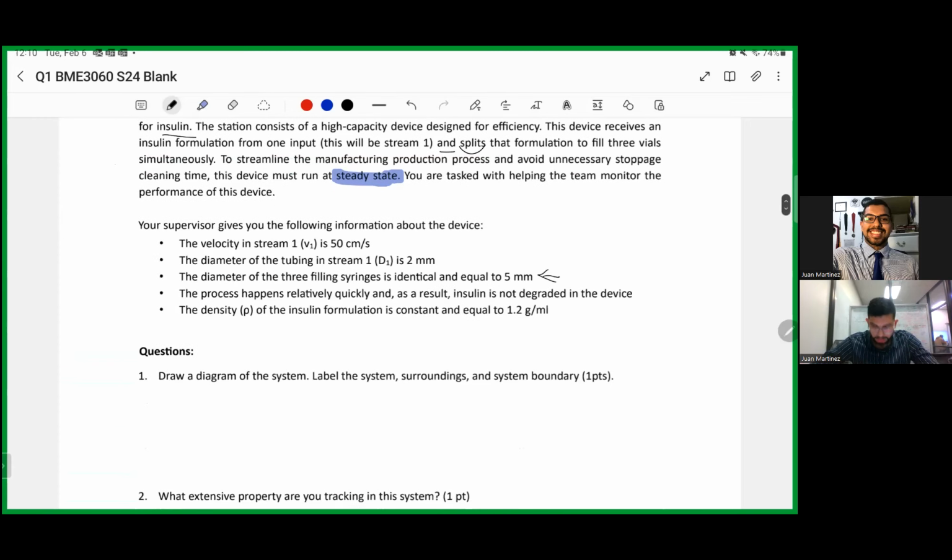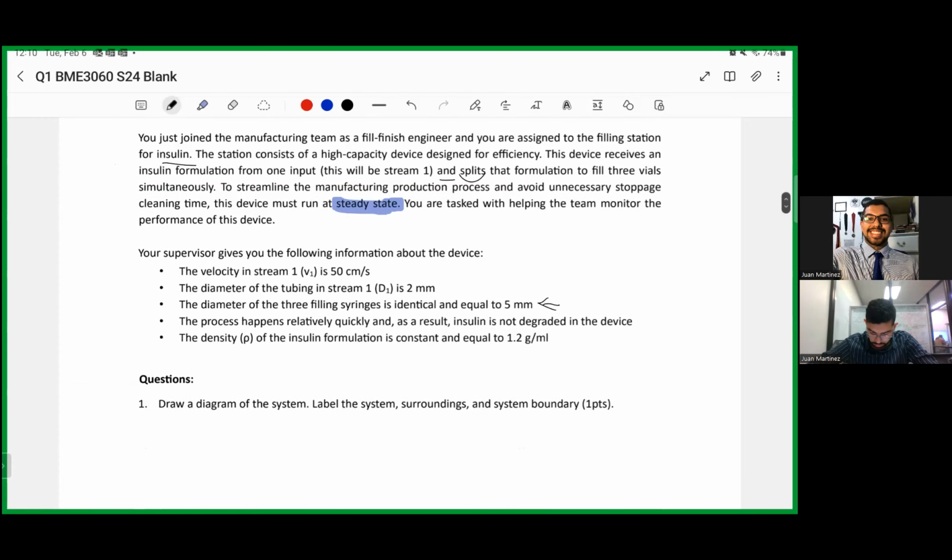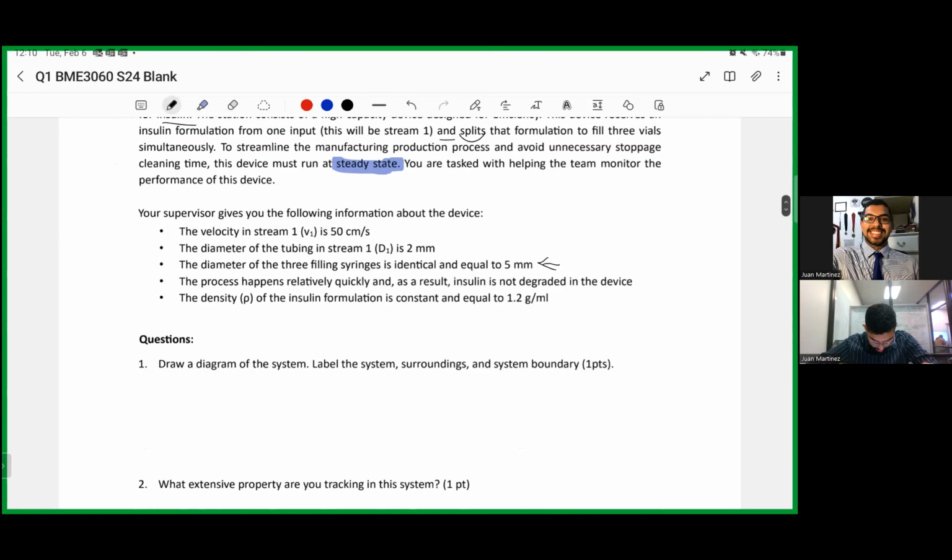Okay, let's continue. I haven't done anything yet, but I just wanted to talk over the questions so you know intuitively what to do. We also know, oh, awesome, that the process happens relatively quickly, and the insulin is not degraded. So that's telling us right away no generation, no consumption. So yeah, we're not getting more or less insulin, and that's good. Great. And we're given density. That's gonna play out later.